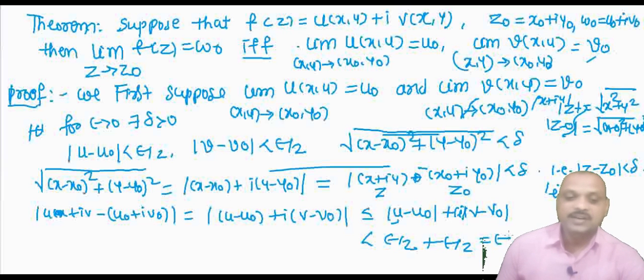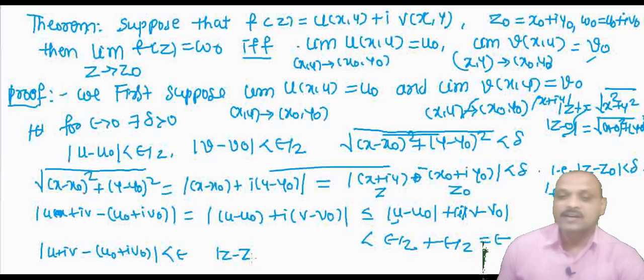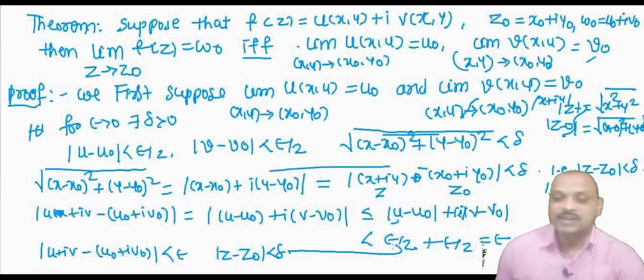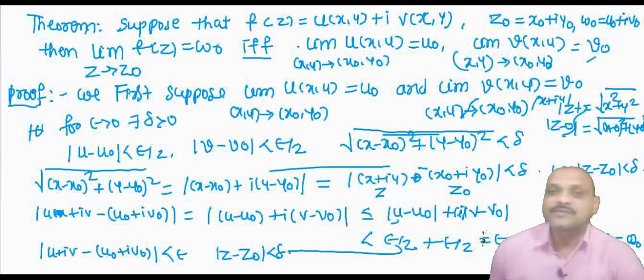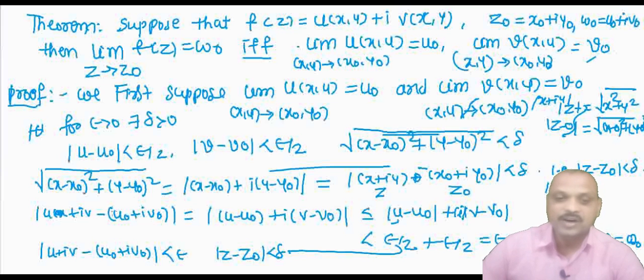That means mod of (u plus iv) minus (u0 plus iv0) is less than epsilon whenever mod of z minus z0 is less than delta. So this shows that the limit of f of z as z tends to z0 is equal to w0. So this is the first part of this theorem. Now let us prove the second part of this theorem.